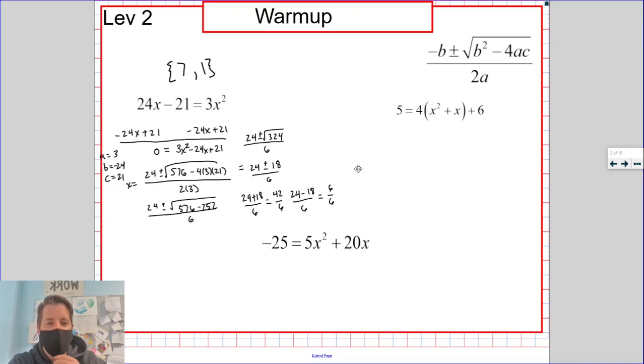All right, now we are going to give the second problem, the top right problem, a try here. So your first order of business is to put that into standard form with a 0 on one side of the equation. Can you do it?